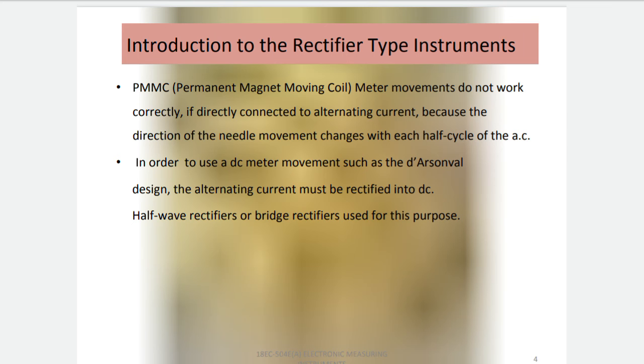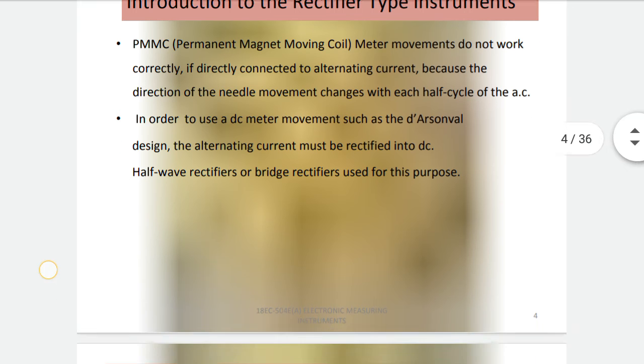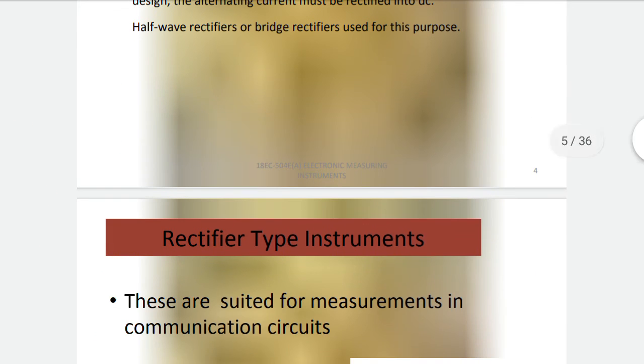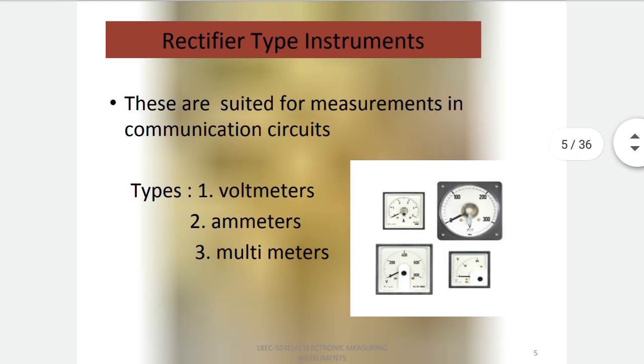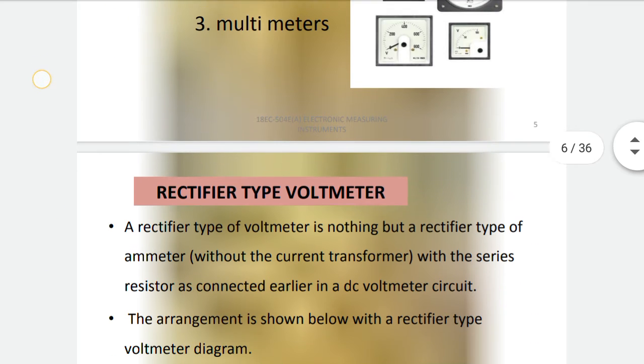For efficiency purposes, we always use bridge rectifiers. So half wave rectifiers or bridge rectifiers are used for this purpose. Rectifier type instruments are suited for measurements in communication circuits. What type of measurements? They can be used as voltmeters, ammeters and multimeters.